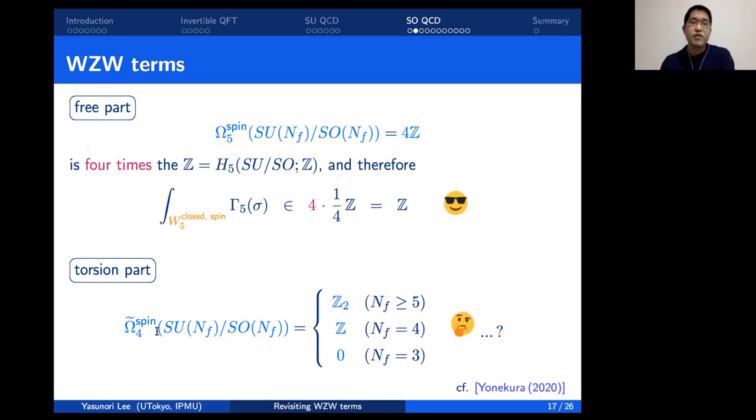However, this time the 4-dimensional spin Bordism group is not trivial, and there are ambiguities in the values of the discrete Wess-Zumino-Witten terms even in the NF larger than or equal to 3 case. In principle, these discrete Wess-Zumino-Witten terms in the IR should be uniquely determined from the UV QCD, but it's almost hopeless to carry out the path integral. We haven't managed to decide which choice is actually realized. So if you are interested, see also Yonekura-san's paper, which discusses this issue.